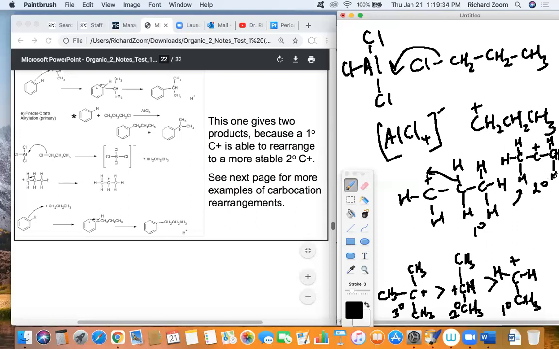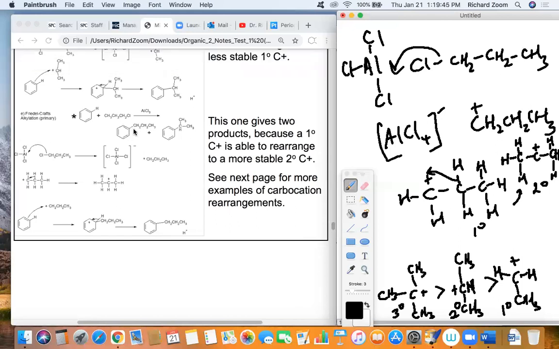So you might be wondering, well, why do we end up with two products then? Well, it turns out that the reaction of the benzene with the primary is happening at about the same speed as the rearrangement. So you end up getting both the product we might expect just from the addition of the primary, and then the one we didn't really expect, resulting from the rearrangement of the hydrogen to give the secondary one. Does anybody have any questions?